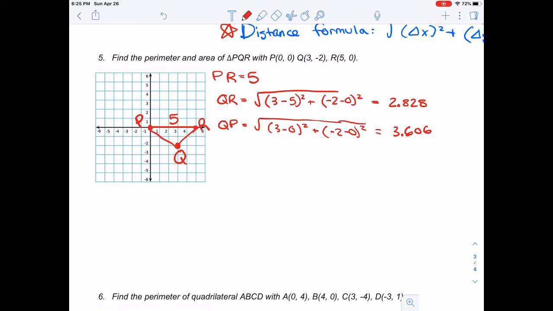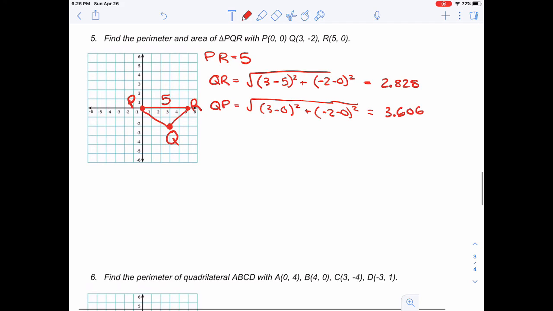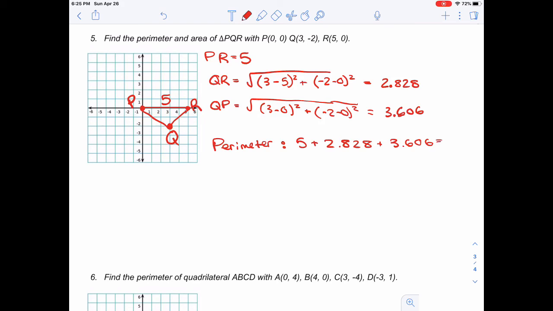We're going to go ahead and get 3.606, okay? So now that we have our three side lengths, our perimeter is going to be really easy to find. We're going to just add up all those side lengths. So 5 plus 2.828 plus our 3.606. And if we add all those up, we should get 11.434. And since we don't have any units specifically, I'm just going to label that as units.